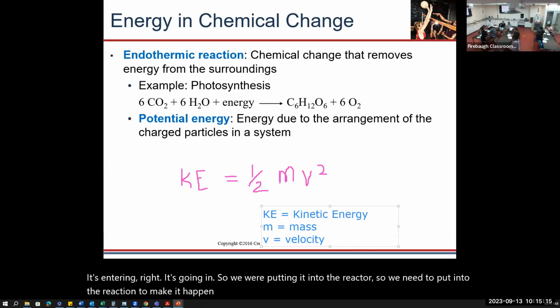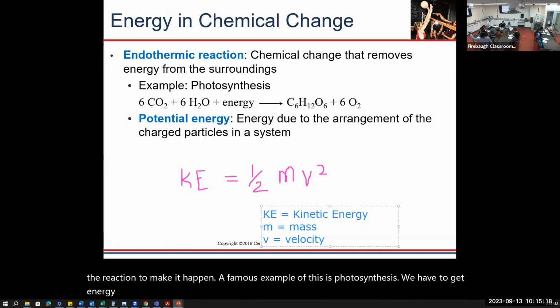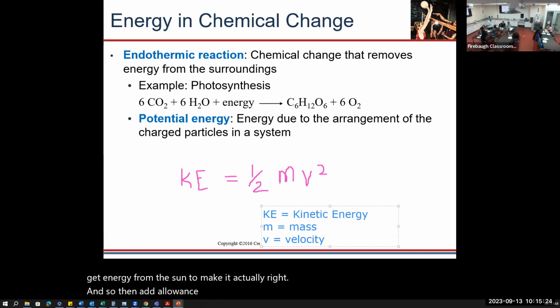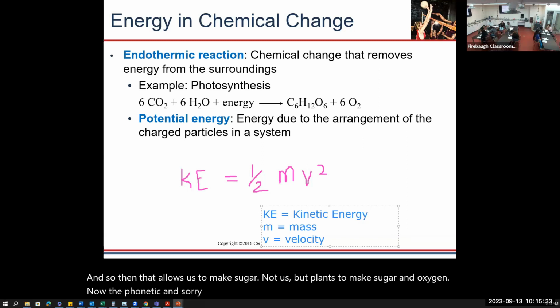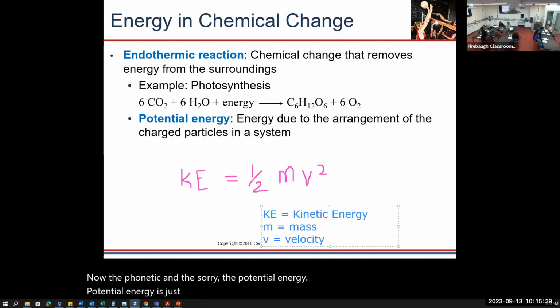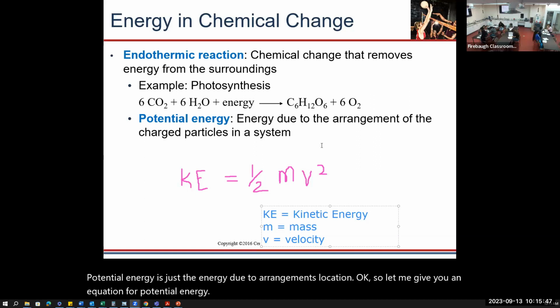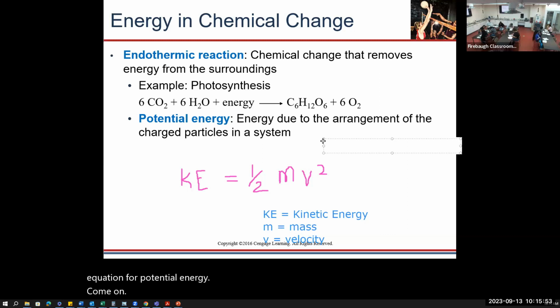A famous example of this is photosynthesis. We have to get energy from the sun to make it happen, and that allows plants to make sugar and oxygen. Now, potential energy is just the energy due to arrangement or location. So let me give you an equation for potential energy. This does not want to work for me today. There we go.